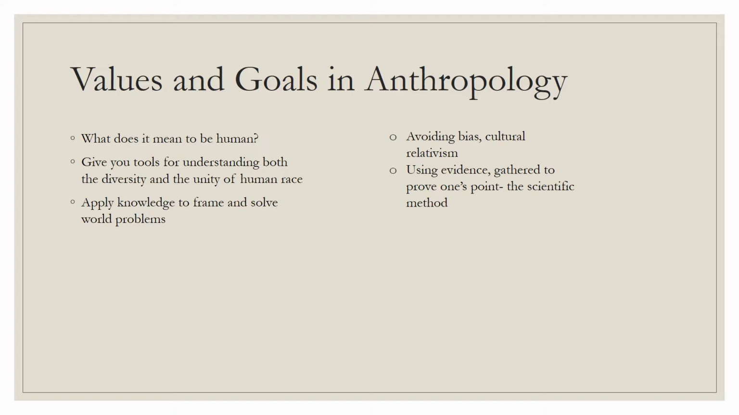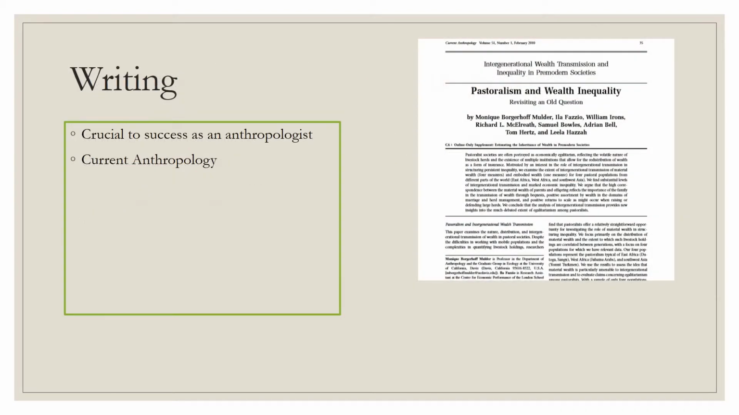The overall goals of anthropology are to answer the question, what does it mean to be human? And it gives us tools for understanding the diversity and the unity of the human race, as well as to apply this knowledge to frame and solve problems facing the entire world today. In order to be successful as an anthropologist, you will have to be able to write and write well. You have to communicate your ideas effectively and professionally.